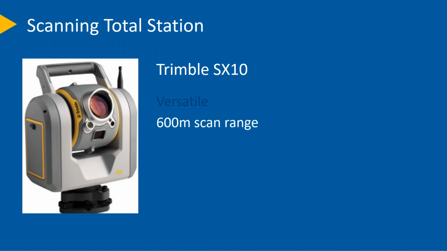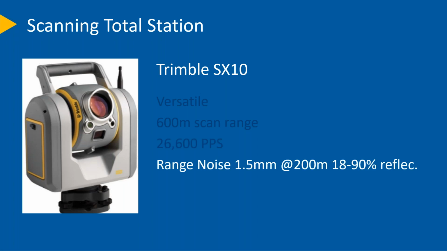This scanner in particular has a range of up to 600 meters, which is phenomenal for scanning, especially if you're doing large areas for topos. Now that's scanning at a speed of 26,600 points per second. So this isn't nearly as fast as what the dedicated scanners, the high-speed scanners that I showed you earlier. But the range noise on this is actually a little bit better, giving you 1.5 millimeters at 200 meters on the 18 to 90% reflectivity.